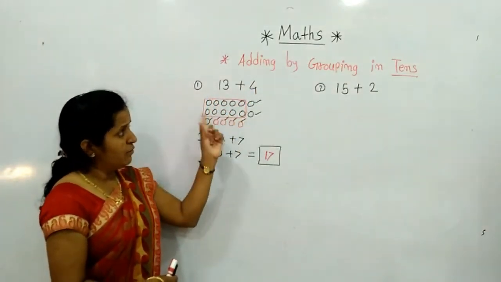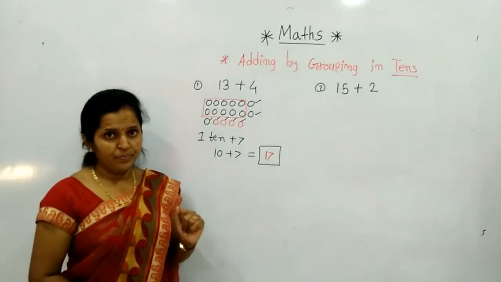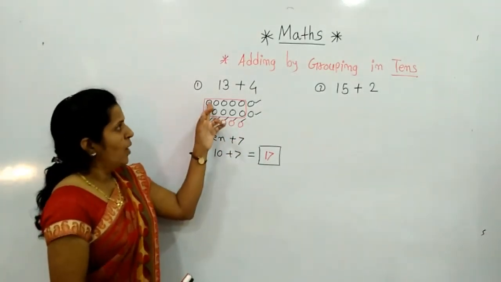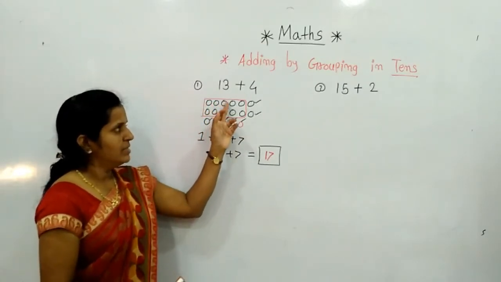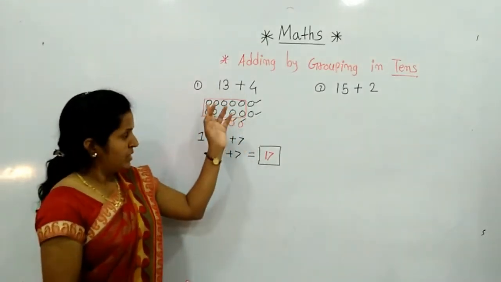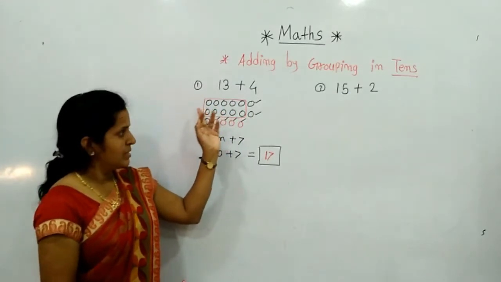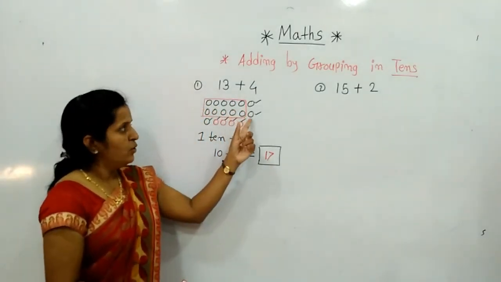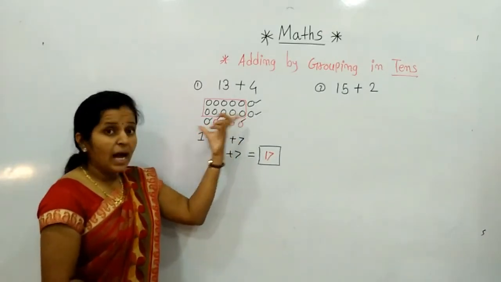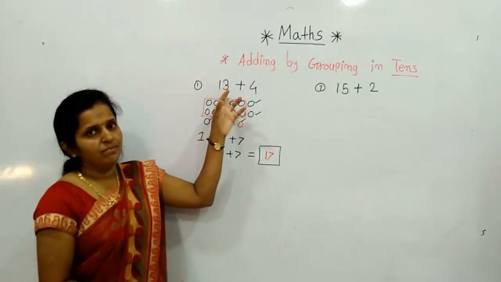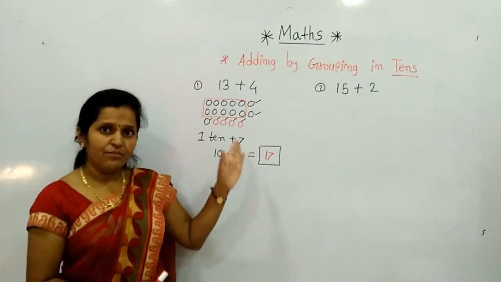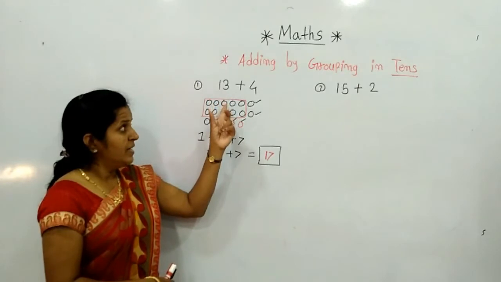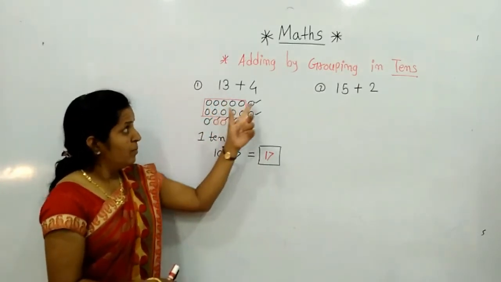Now in this 13, firstly make the group of 10. Group of 10 means 10 ones. 1, 2, 3, 4, 5, 6, 7, 8, 9, 10. This group of 10 ones is 1 ten. How many remain? 1, 2, 3. These 3 are from the 13, that's why I have drawn them with a different color. So 13 is 1 ten plus 3.